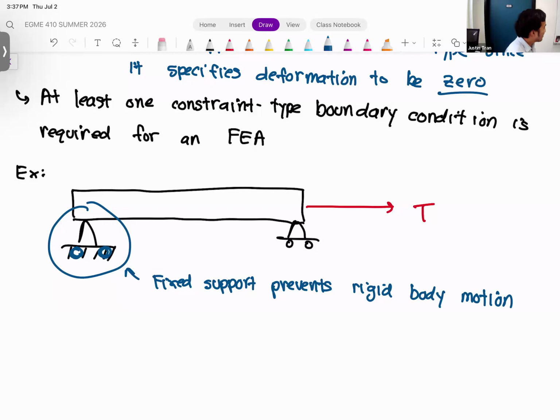Okay. So if you try to run a simulation like this in ANSYS with two roller supports, ANSYS is going to give you an error. It's literally going to say that rigid body motion is not prevented in this case.